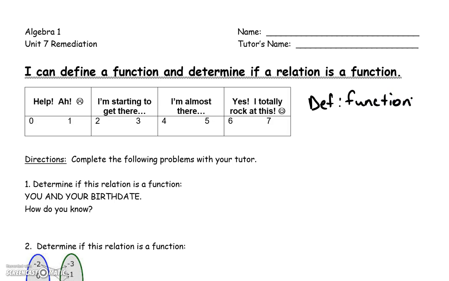A function is a relationship or a rule that defines a domain and a range. And for a relation to be a function, each and every input that you insert into the function must yield exactly one output. And so we'll explore that idea by looking at a few examples.